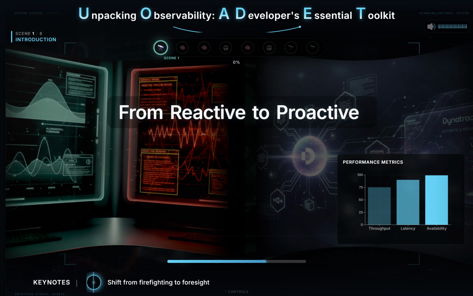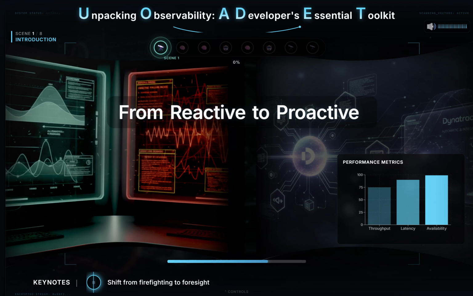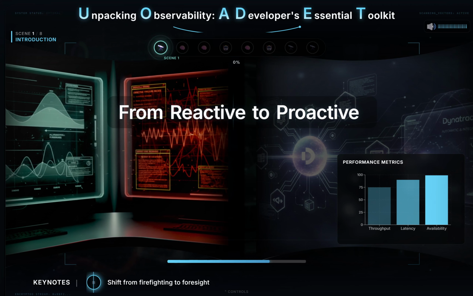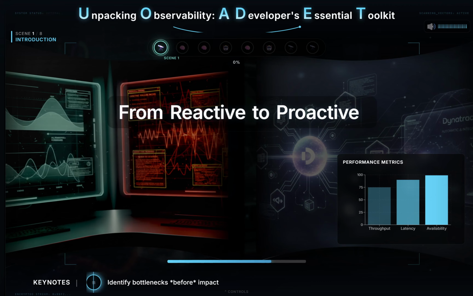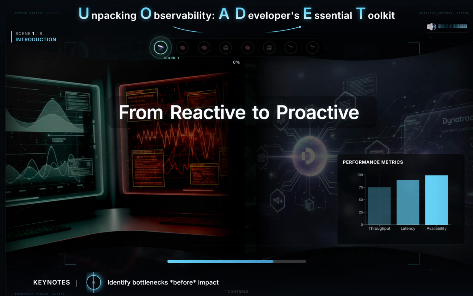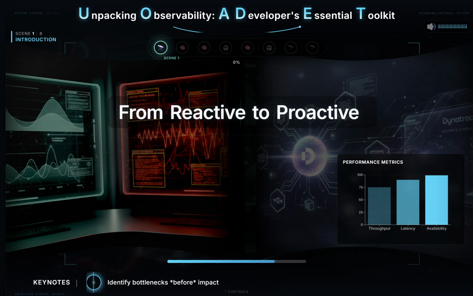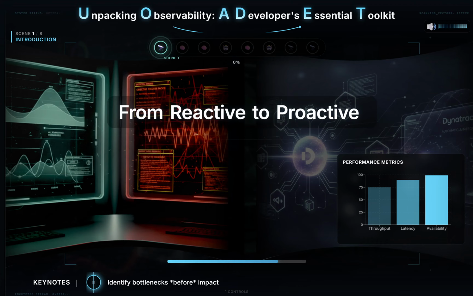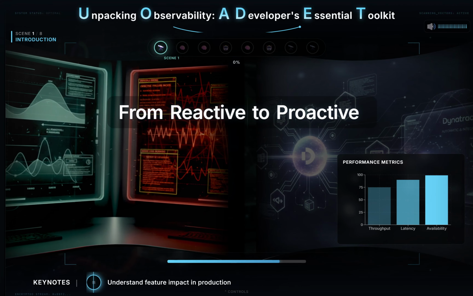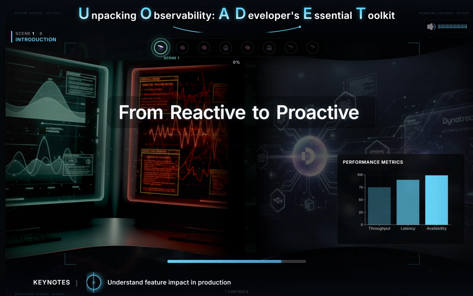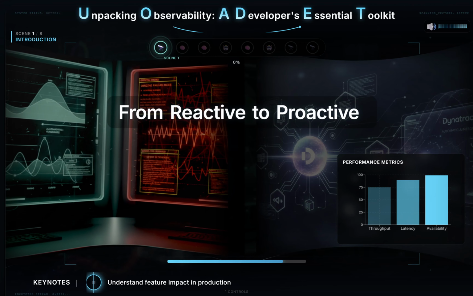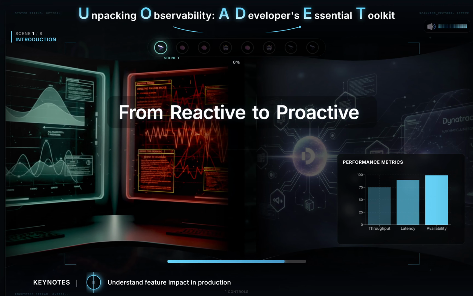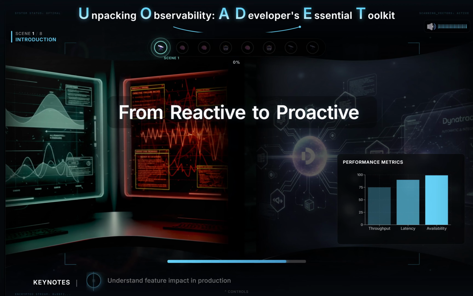This integrated view lets us move beyond reactive debugging, waiting for something to break, to proactive optimization. We can identify bottlenecks before they impact users, understand the precise impact of new features, and even predict potential issues by seeing trends in our data. It's about confidence in your code, knowing you can quickly diagnose and resolve anything that comes your way. It fundamentally changes how we interact with and maintain our applications in production.